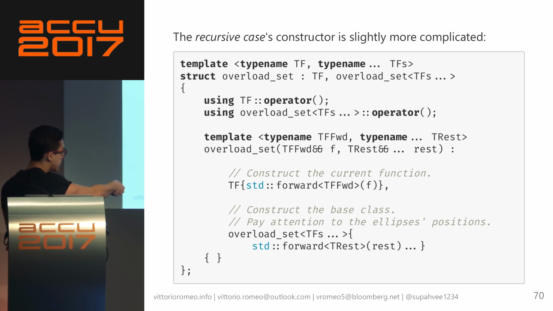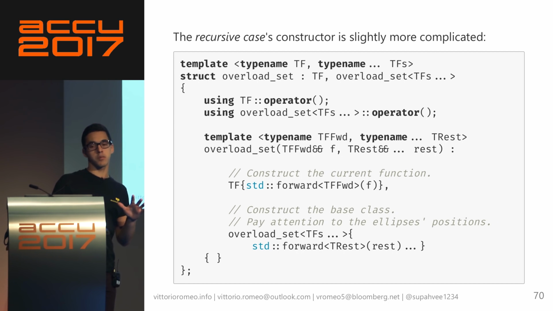So we have two ellipsis expansions here, one for the types of the base class. As you can see, this matches this exactly. And then we want to forward all the other function objects into the constructor of the base class. So these parameter packs will basically be expanded in lockstep, and it will do the right thing.